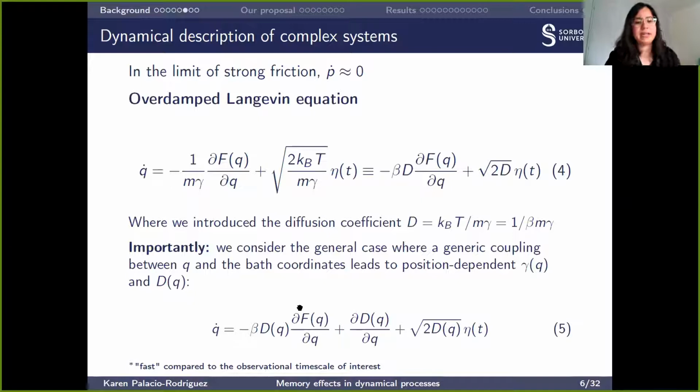Then if we go further, we can go to the limit of strong friction when we assume no acceleration. In this case, we end up with the overdamped Langevin equation. Here we introduce the diffusion coefficient D to avoid dealing explicitly with the mass in equation 4. Importantly, we consider a case where we can have a generic coupling between the coordinate and the path that leads us to the position-dependent diffusion coefficient. In this case, it is more natural to deal with physically motivated collective variables.